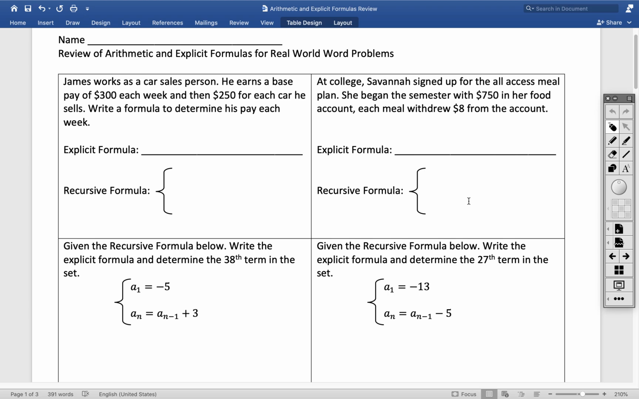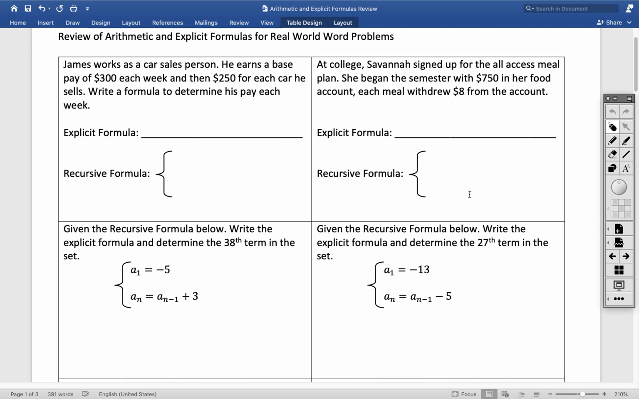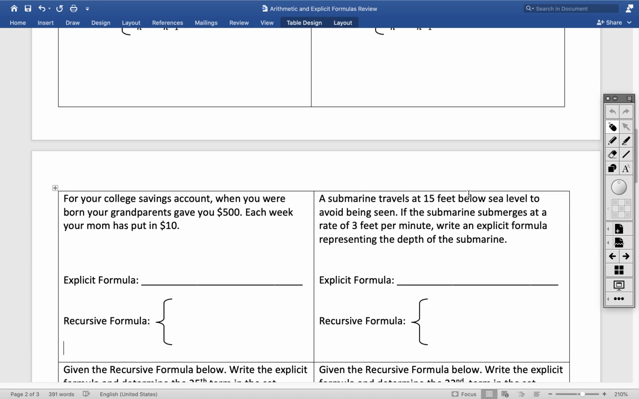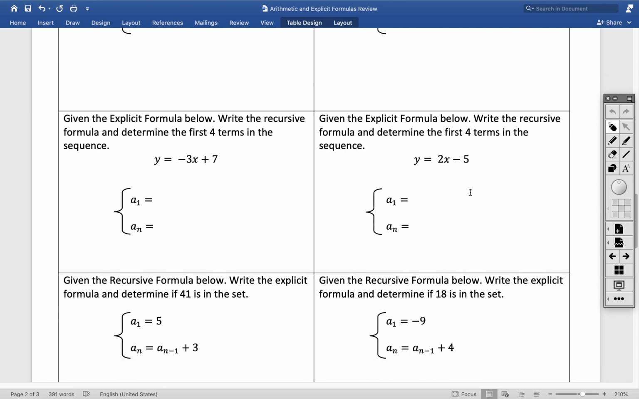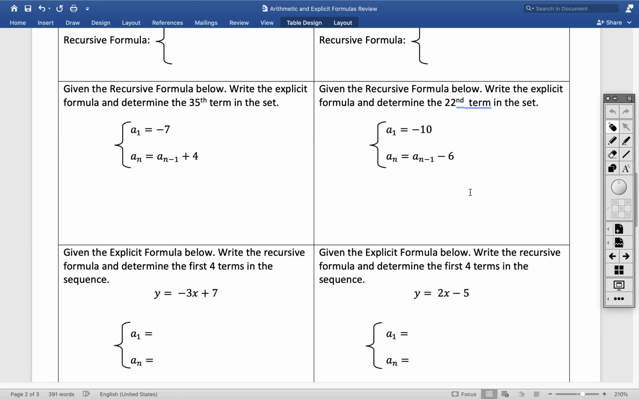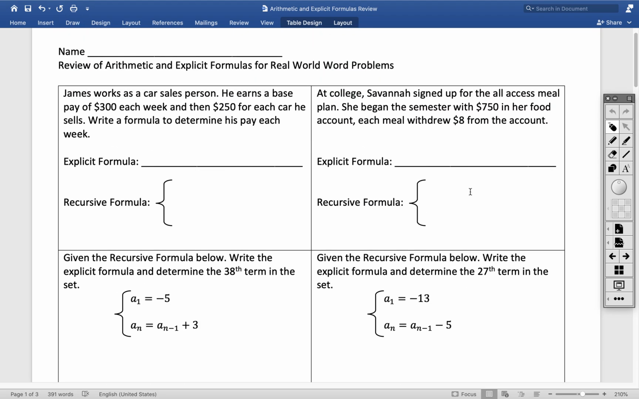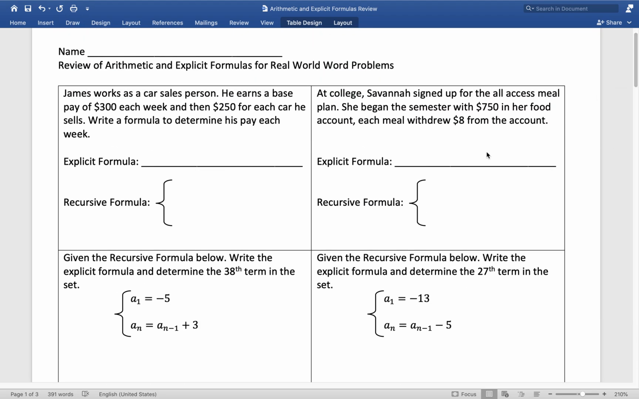Again, this is exactly what your quiz is going to look like. So if you can do all of these questions, then you will be successful on the quiz. So please follow along with this on the front, and then I want you to turn in the back. Okay? So let's get going.